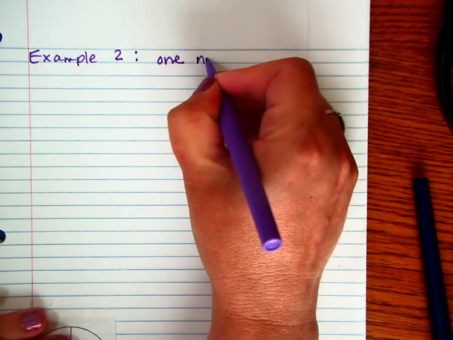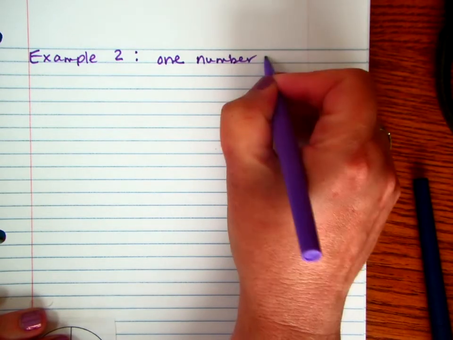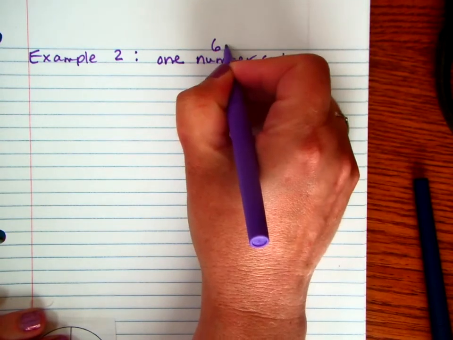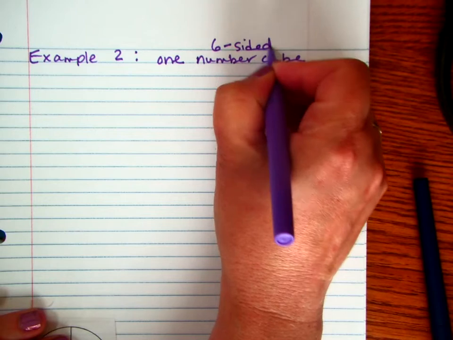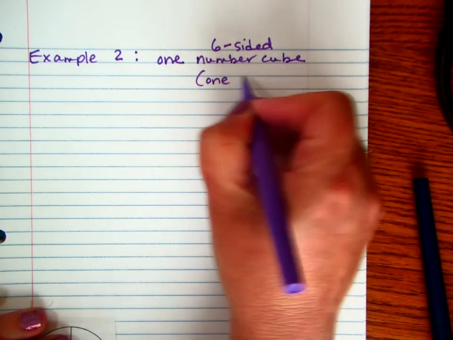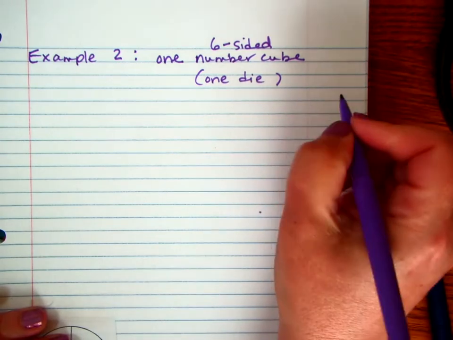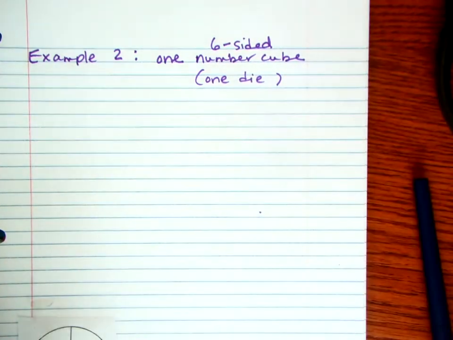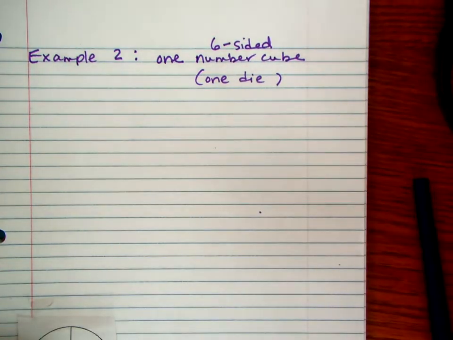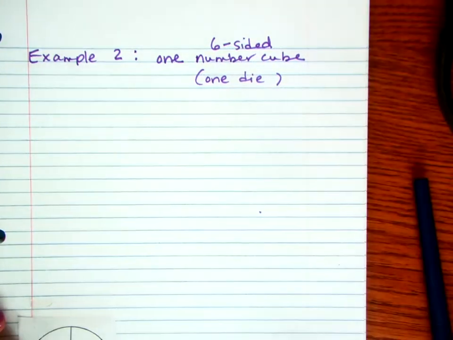One number cube. You'll see it mentioned that it's a 6-sided number cube or just one die. Most people don't use the word die. They say one dice, but dice is technically plural. So don't worry too much about that, but you're rolling a die, one 6-sided number cube.